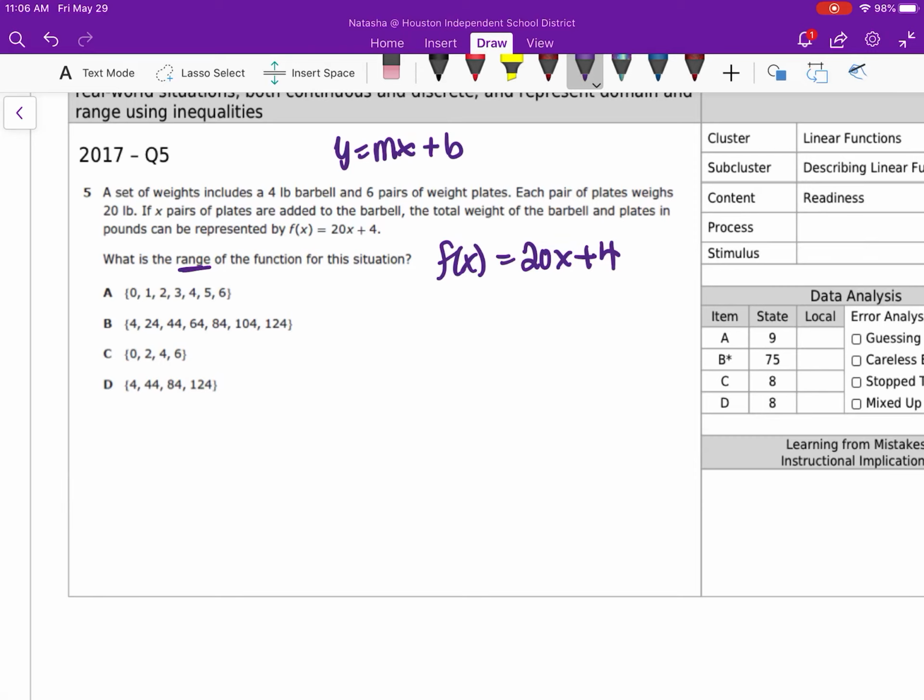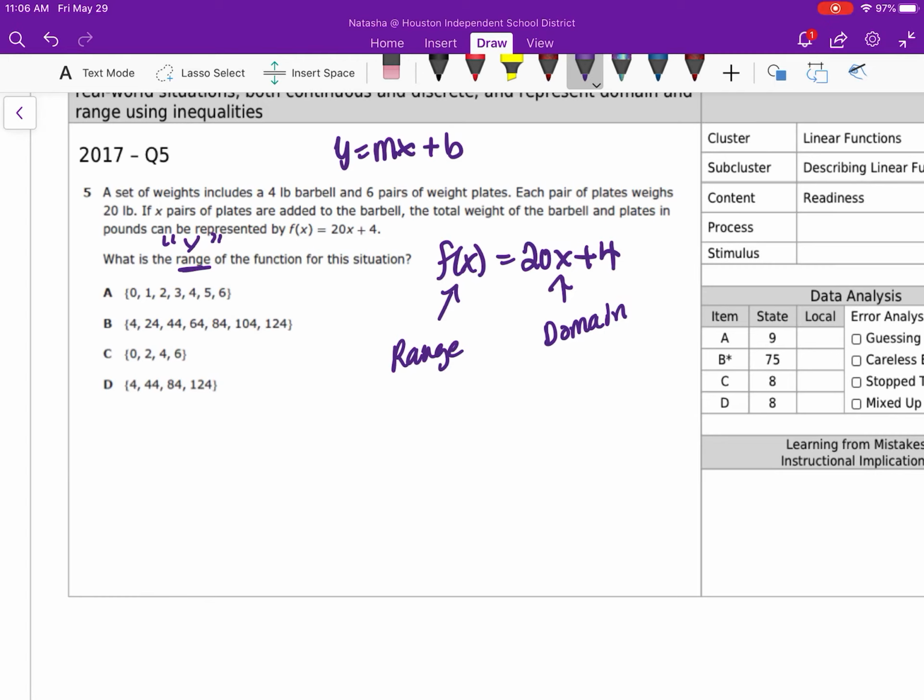And it says, what is the range? That's our y values. So this output here, that is our range. Whatever value gets put into our x, that's our domain. Now, we know that 20 is our slope in terms of talking about this in y is equal to mx plus b. But I think it's important that you understand the values that we're putting in here for the domain and range.